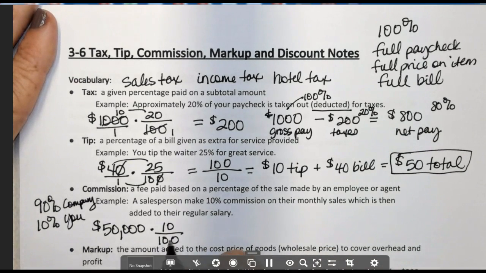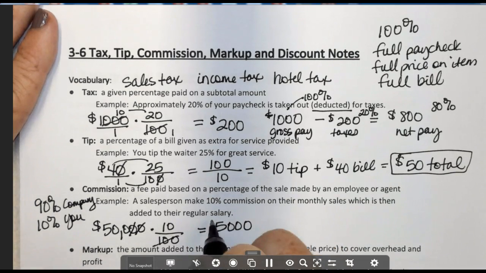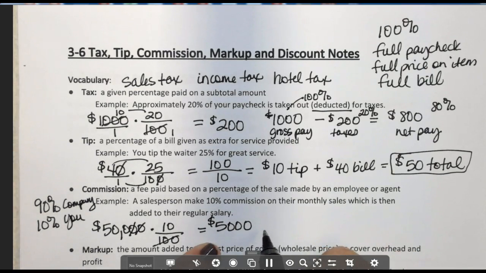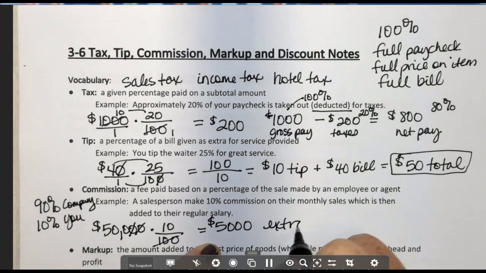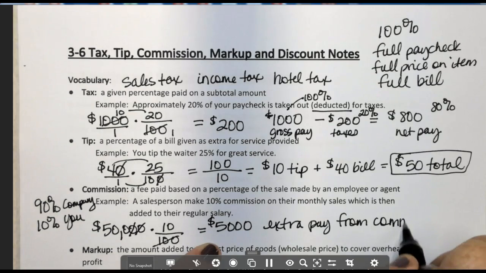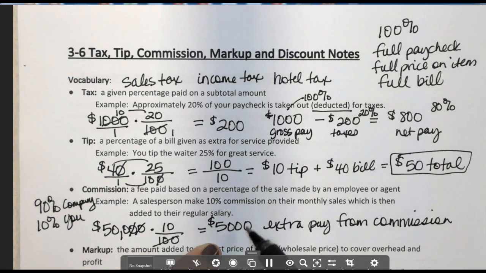So again, let's simplify this a little bit. Let's take 2 of those zeros off. So we have 5 times 1 is 5, and I have 1, 2, 3 zeros. Ooh, that's a nice little commission check. And people who are in sales can do really well in commission. Okay, people who are really good at their jobs. So that would be extra pay from commission on top of what that salesperson already made. So let's say you make $4,000 a month, $5,000 a month, this would be monthly sales, then you would get a check for $10,000 that month, because this is extra. This is like your bonus check. Okay.